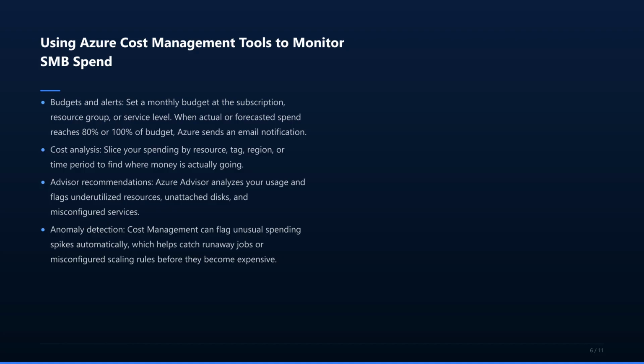According to Microsoft's Azure Cost Management Best Practices documentation, organizations that implement structured cloud cost governance consistently reduce waste. For an SMB spending $5,000 per month on Azure, improving governance can realistically save $1,000 to $1,500 monthly.